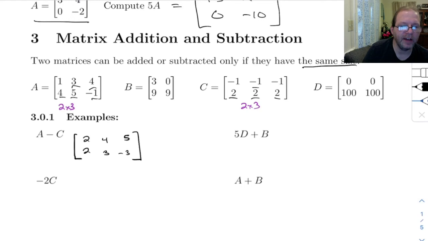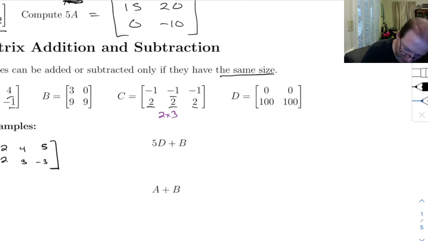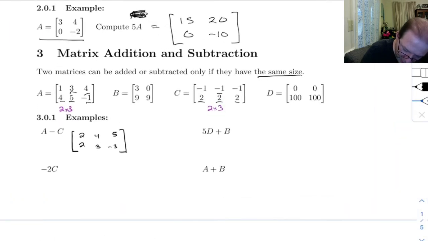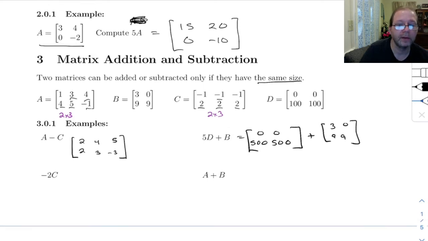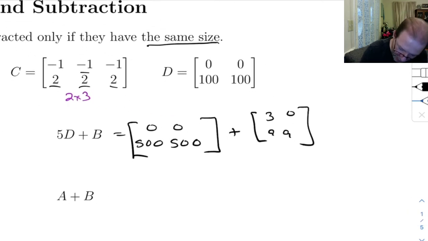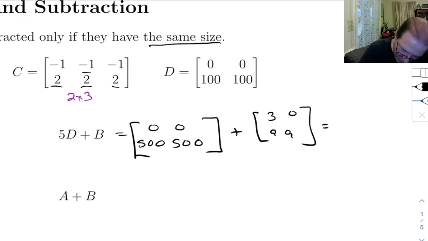All right, 5D plus B. If we wanted to, we could write this out in a couple of steps. Let's see, 5D would be 0, 0, 500, 500, plus B, 3099. Sorry for the poor penmanship there. You add this together, you get 30509, 509.